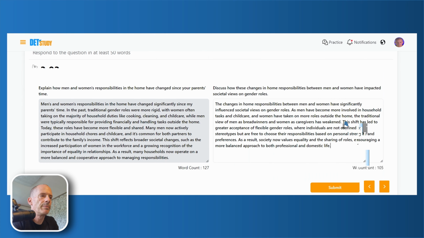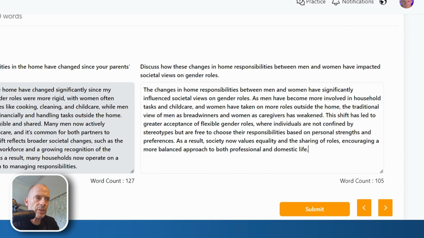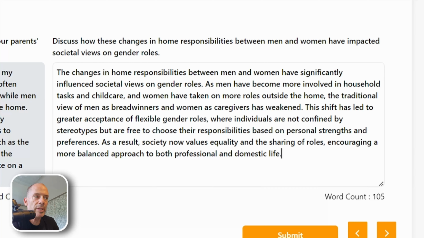Second part of the question. Discuss how these changes in home responsibilities between men and women have impacted societal views on gender roles. That's not an easy question, an implication of how these gender roles have changed society. Let's see what we came up with.